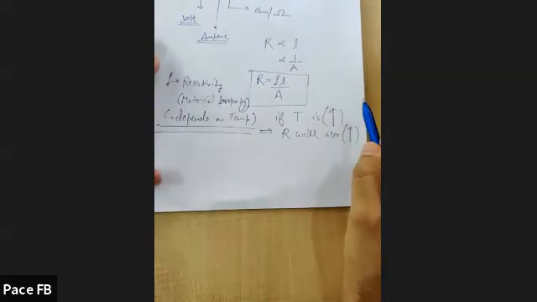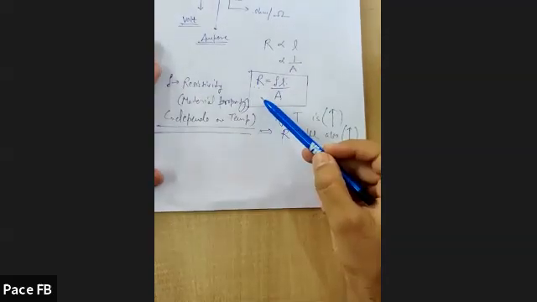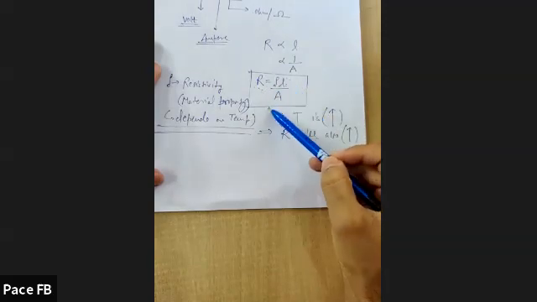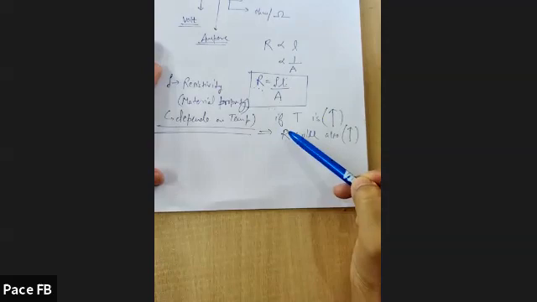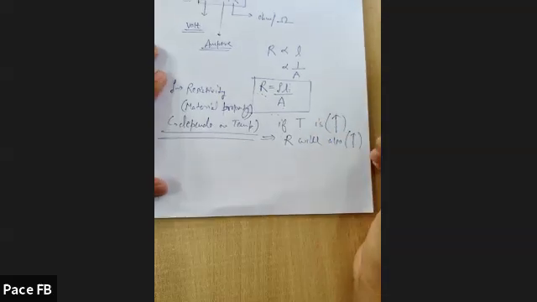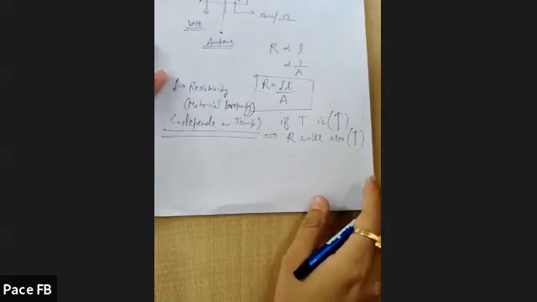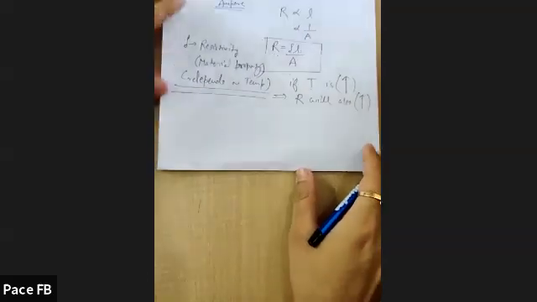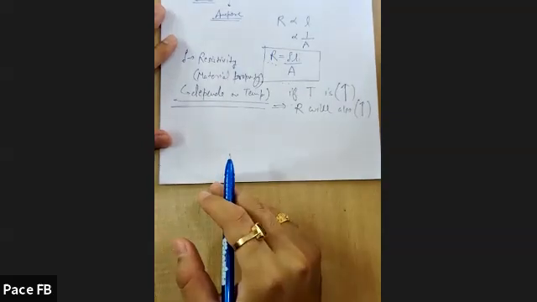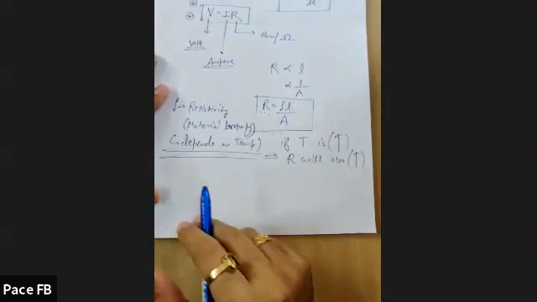So always remember this for a resistor: resistance is directly proportional to length, inversely proportional to area of cross section, and directly proportional to temperature. If we increase the temperature, then the resistance of a conducting wire will increase. Next, we discussed a few problems. We did two problems based on V equal to IR. This V equal to IR is given by Ohm's law.